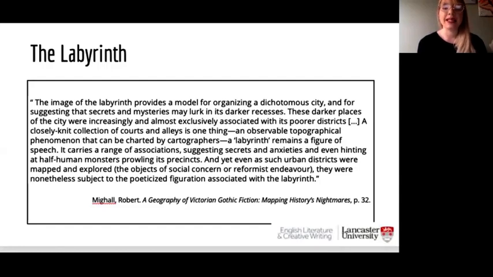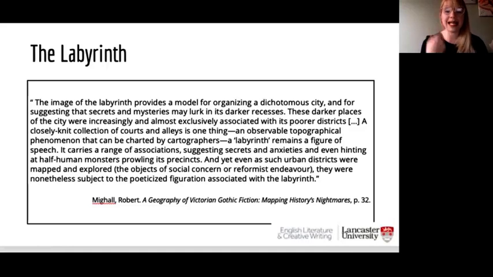And yet, even as such urban districts were mapped and explored, the objects of social concern or reformist endeavour, like those social philanthropists and journalists I've just mentioned, were nonetheless subject to the poeticised figuration associated with the labyrinth. So this quote will hopefully give you a sense of what makes the labyrinth quite menacing or quite sinister as a structure.